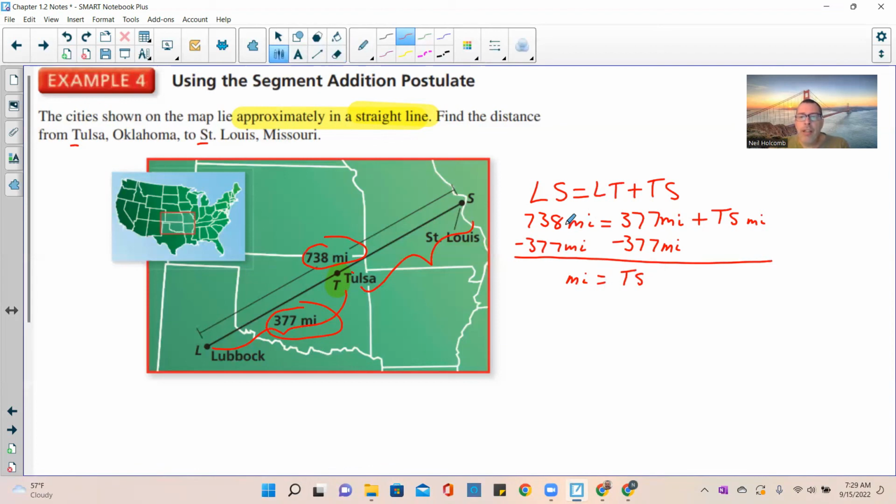That's okay. Is 8 minus 7, which is 1. 3 minus 7 I can't do, so I'm going to borrow 10 from there. 13 minus 7 is 6, and 6 minus 3 is 3. So the distance from Tulsa to St. Louis is 361 miles.